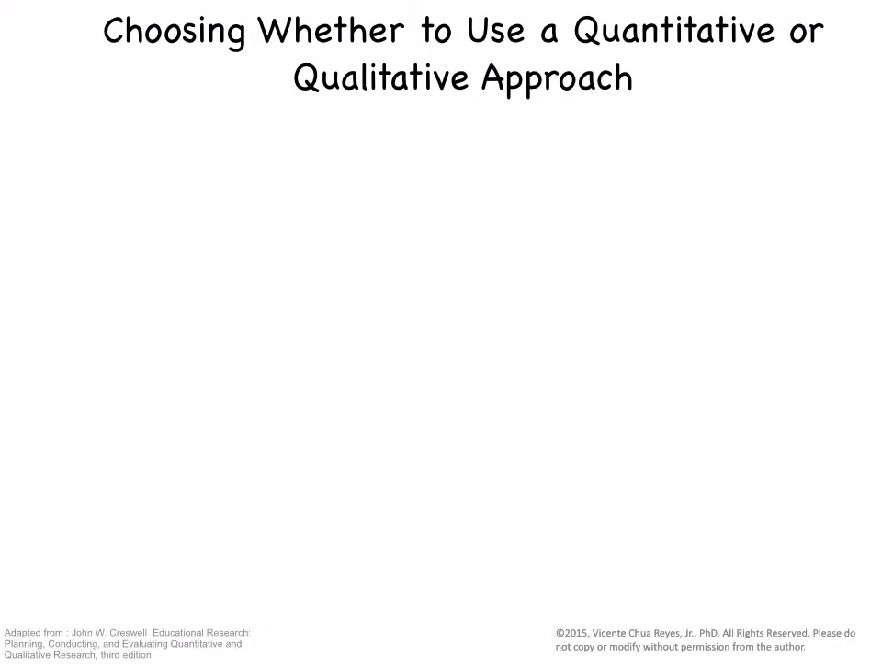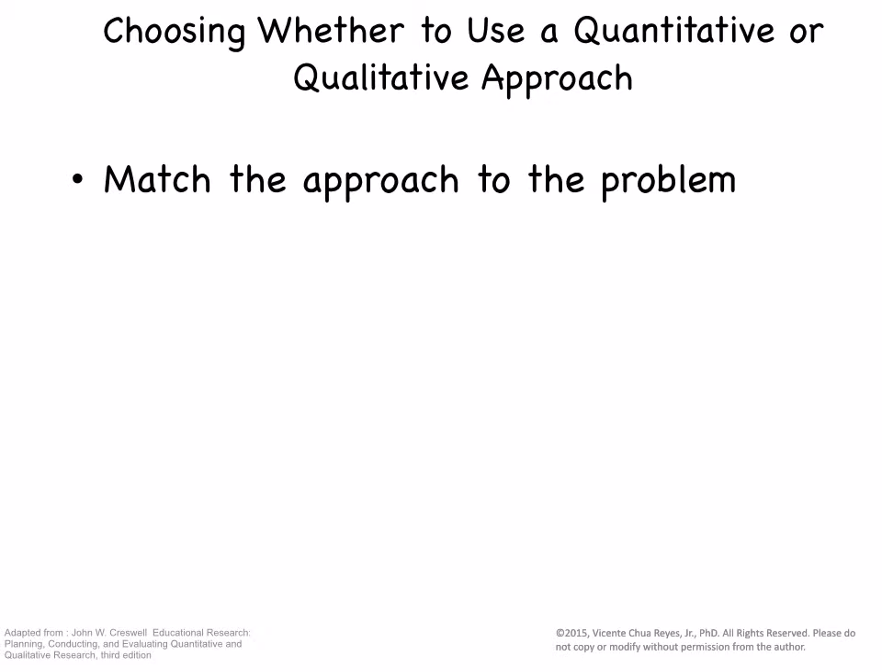When do you use quantitative or qualitative approaches? There are three items that you may consider in order to decide whether to use a quantitative or qualitative approach. First, match the approach to the problem. It sounds almost very commonsensical, but it is a very important idea that researchers need to be able to address.